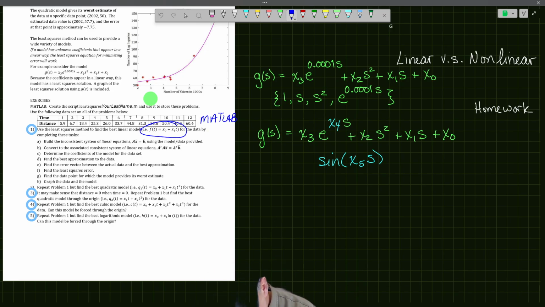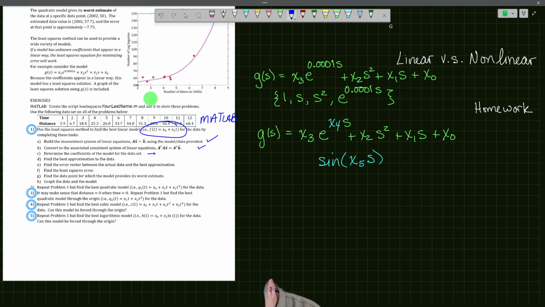So the first thing we're going to do is select our model, which has been provided. You might find a better model once you graph the data. Then we are going to set up the equations, which we know are going to be inconsistent. Then we left multiply, and we have something that we can solve.